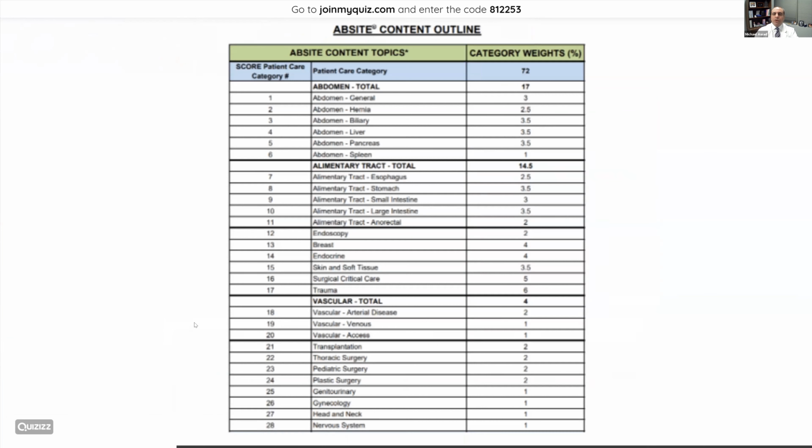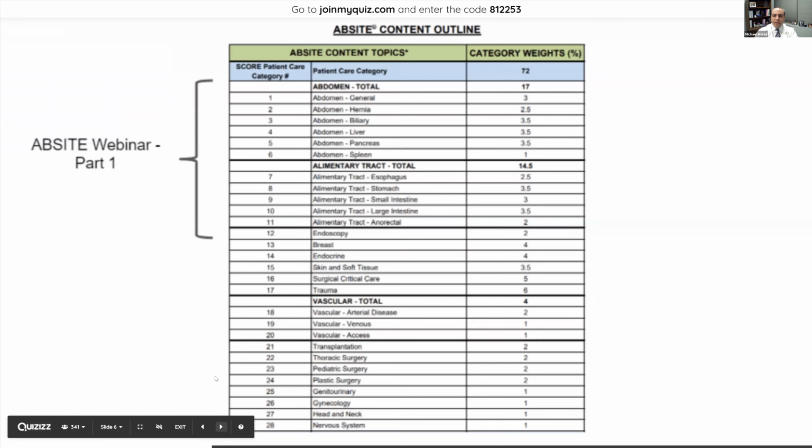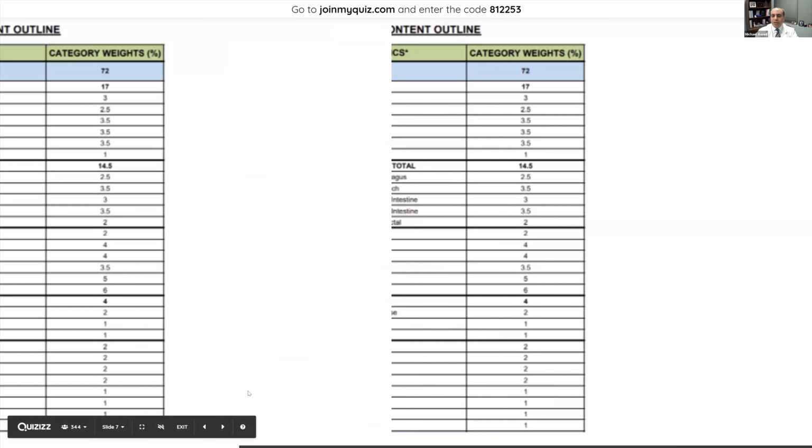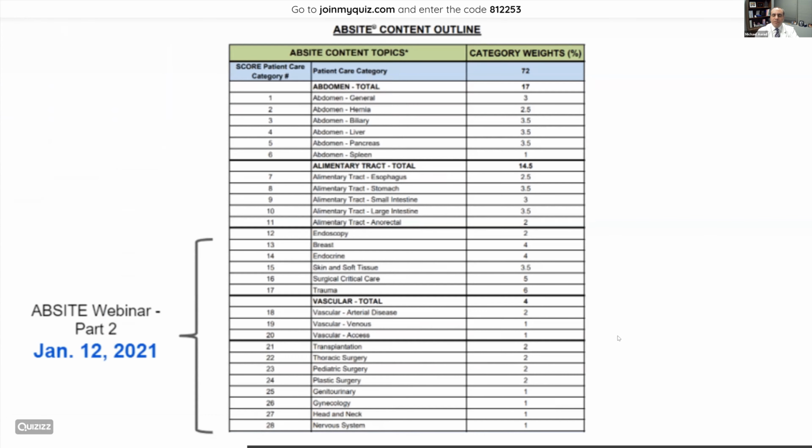The topics that we're covering follow the SCORE content outline that actually drives the Absite exam that's coming up in January 2021. Today, we will be covering the top half of the screen: abdomen, alimentary tract, and some endoscopy. And then we hope that you'll consider joining us for the second part, on January 12, 2021, where we'll cover a number of the topics you see on the bottom of the content outline. Together, between the two webinars, we cover about 75% or more of all the topics that end up on the Absite.